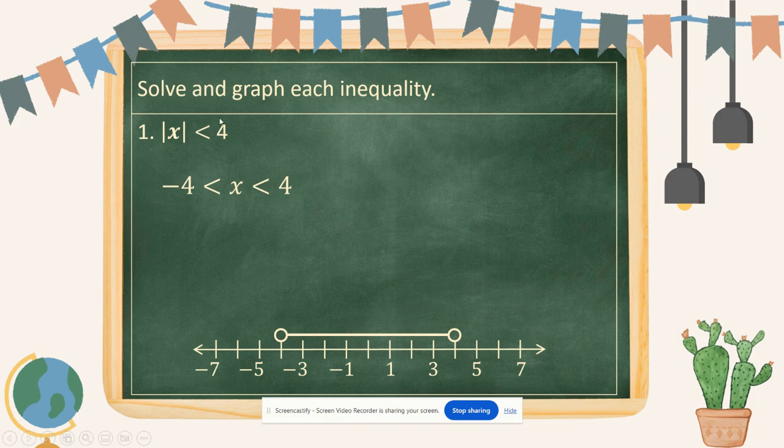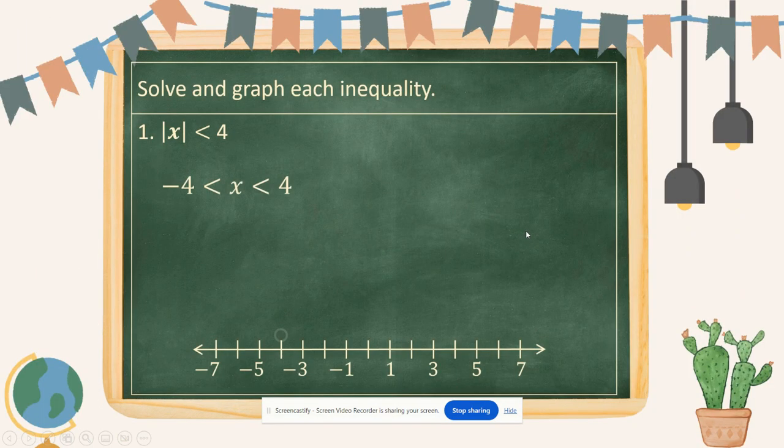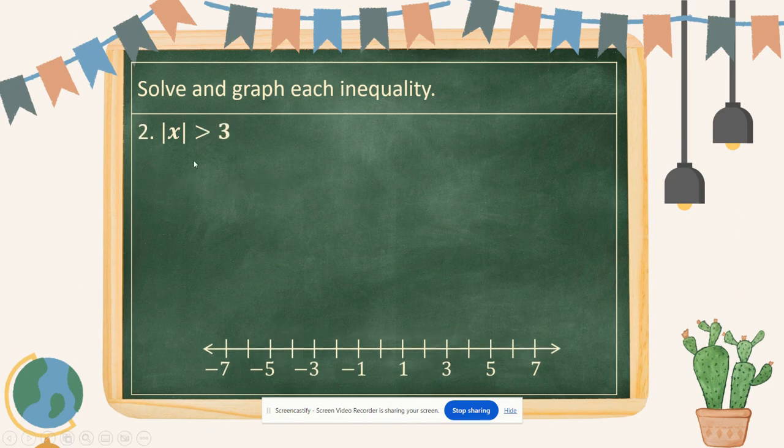And again, if you have a hard time remembering that less than is similar to the and compound inequalities, you can always use your notes, and this is in your notes. So if we look at the next one, number 2, I have the absolute value of x is greater than 3. Remember, greater than is going to act like the or inequalities.